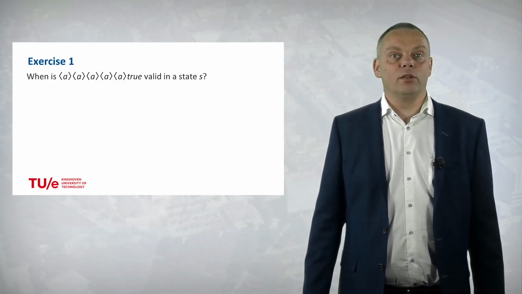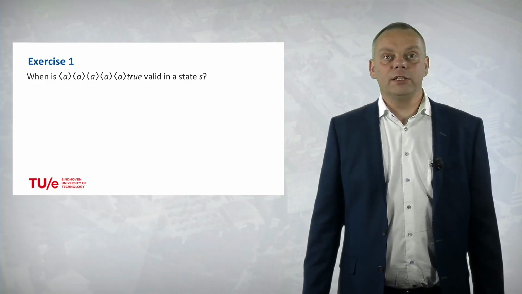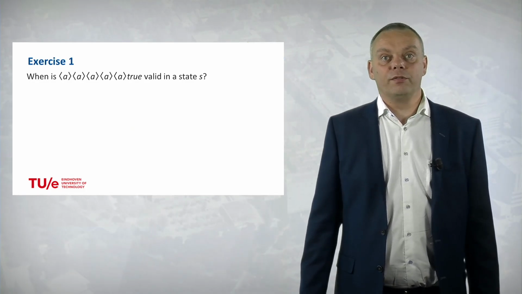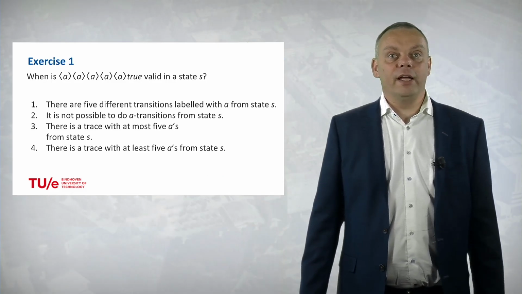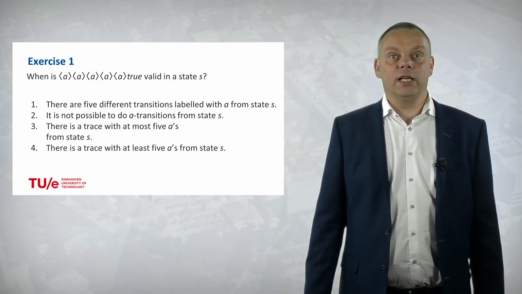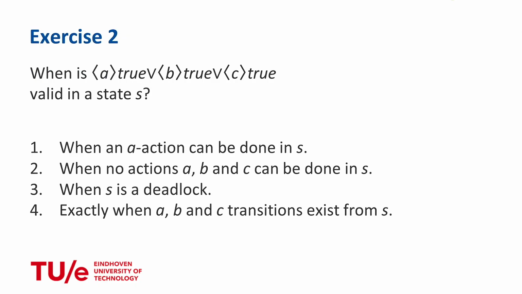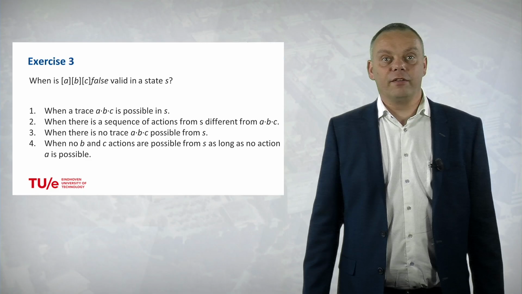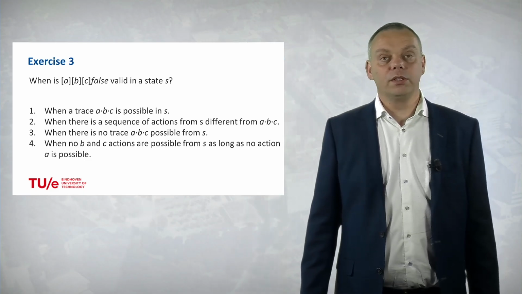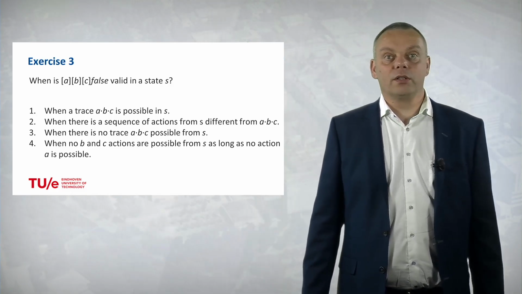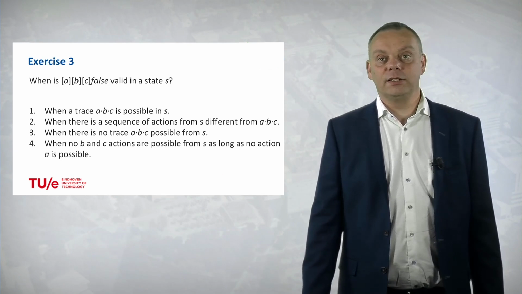Okay, let's look at a number of exercises. If we have this modal formula consisting of 5 times diamond A, when does this formula hold in a state S? Here we have the second exercise. If you have the formula diamond A true or diamond B true or diamond C true, when does this formula hold? And I give 4 possibilities. And now this third exercise, we have box A, box B, box C, false. What does it express? Or differently, when is it valid in a state S?